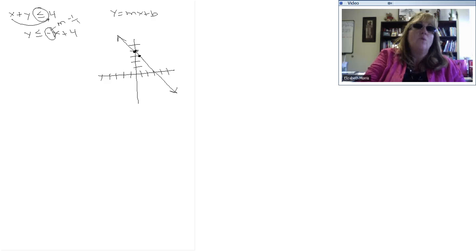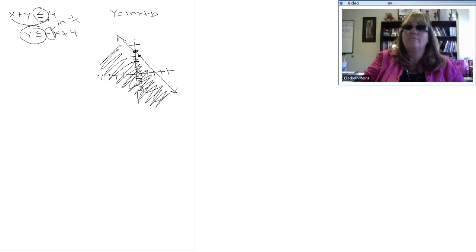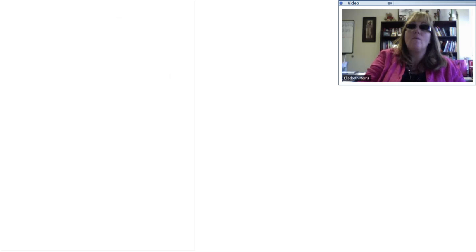And is y greater than or less than? Y is less than. And this is where y gets less, so it's below. Okay? All right, let's look at something else. What if we had x minus 3y is less than 4?